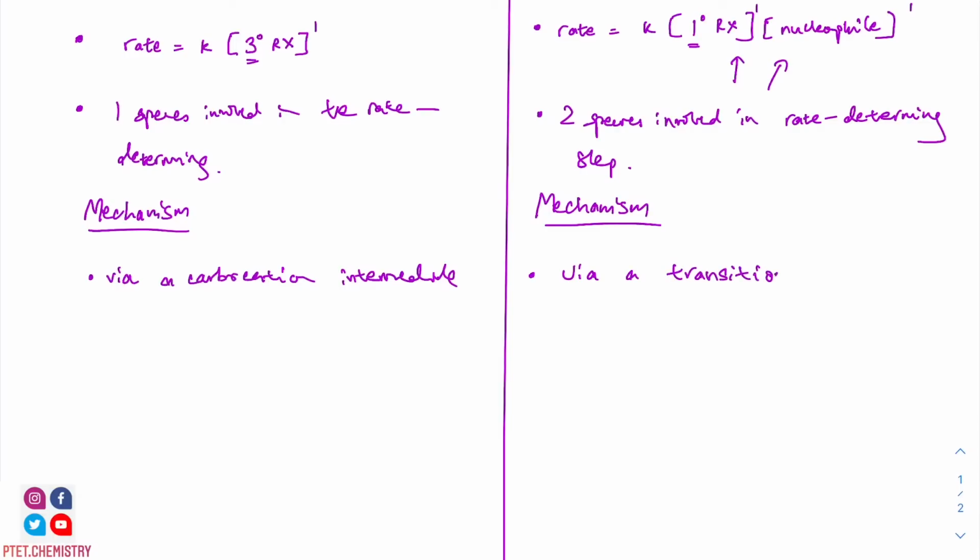What's the difference between an intermediate and a transition state? That would have been covered in your chemical energetics topic, from your AS topic on energy changes. There will have been a definition of an intermediate being a species which is more long-lived and you can isolate it, whereas a transition state is very short-lived, very high energy, and you can't isolate it at all.